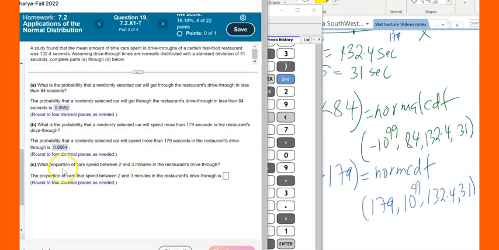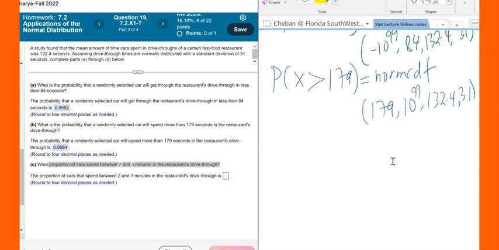And what proportion of the cars spend between 2 to 3 minutes in the restaurant drive-thru? Between 2 to 3 minutes, therefore here we're looking for the probability of X between 2 to 3 minutes. Remember that the mean is in seconds, but here it says 2 to 3 minutes. Therefore we change to seconds. 2 minutes is going to be 120 seconds, and 3 minutes is going to be 180 seconds.